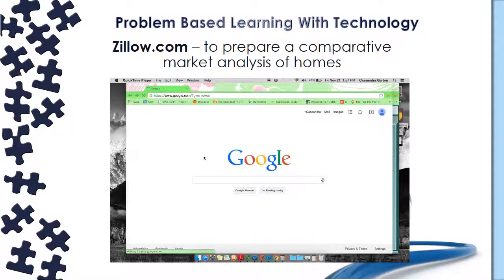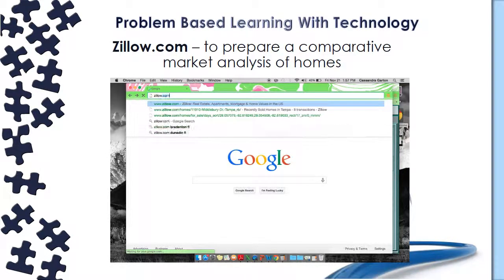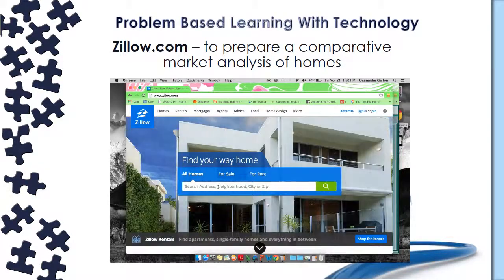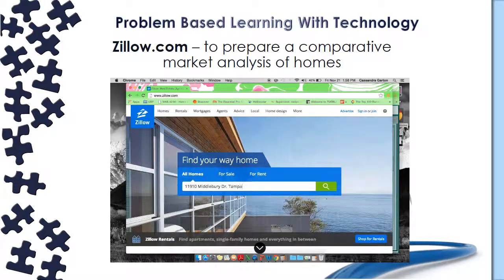For the Zillow lesson, which is to prepare a comparative market analysis of homes, students are going to open a web browser and they're going to go on to Zillow.com. Once they're on this page, they're going to type in the address that I have previously found of a recently sold home and have given to them to use. So the address is 11910 Middlebury Drive here in Tampa.